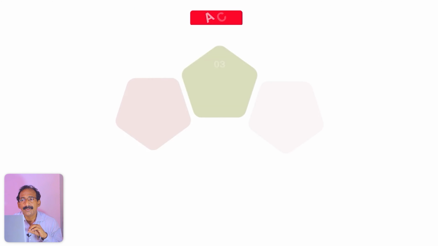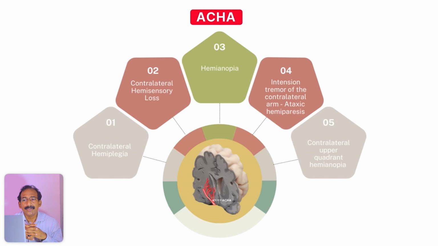And you see the anterior choroidal artery presents as contralateral hemiplegia, contralateral hemisensory loss, hemianopia. This is the common triad. Also, you may find intention tremor of the contralateral arm. This is called ataxic hemiparesis. That is the important stroke with the ataxia. There is anterior choroidal artery involvement, and you see the contralateral upper quadrant anopia, or sometimes upper quadrant hemianopia.